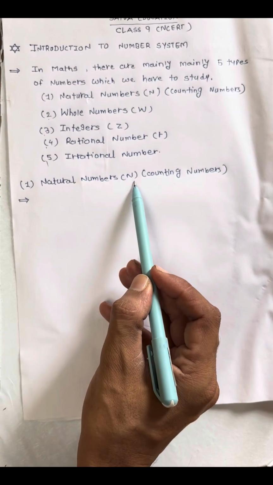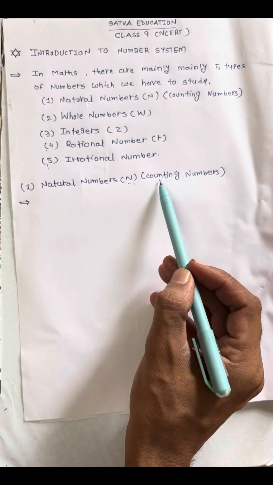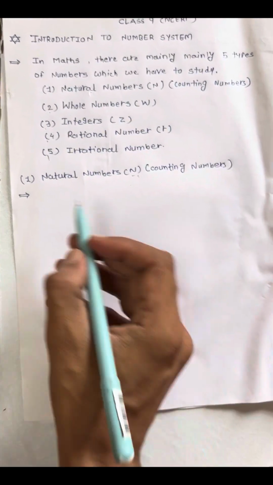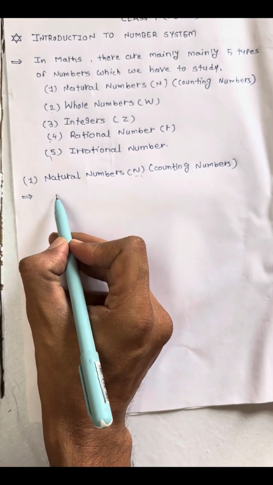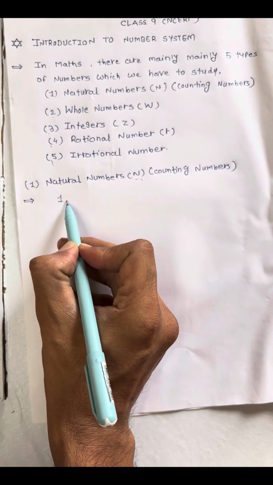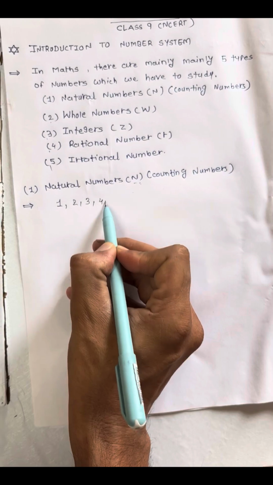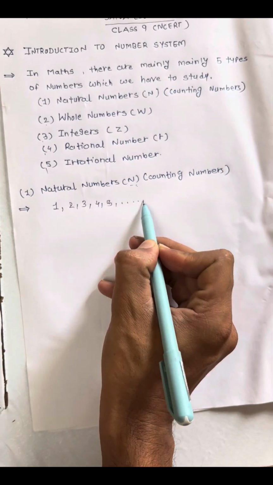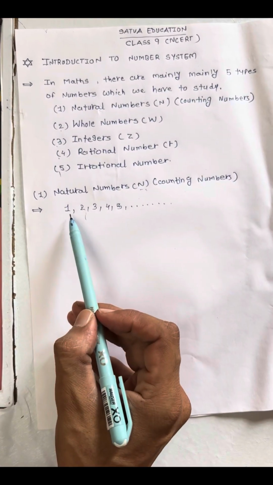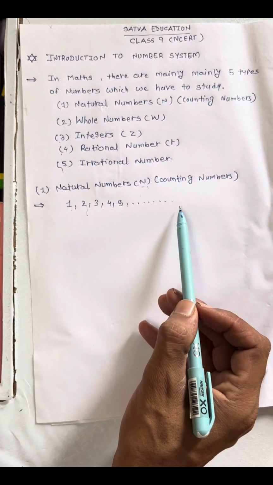The first set of numbers is known as natural numbers. We denote natural numbers by capital N. We also call natural numbers the counting numbers. So natural numbers are the set of numbers which start with the digits 1, 2, 3, and likewise all positive numbers up to infinity. So this set of numbers starting with 1 and going up to infinity are called the natural numbers.